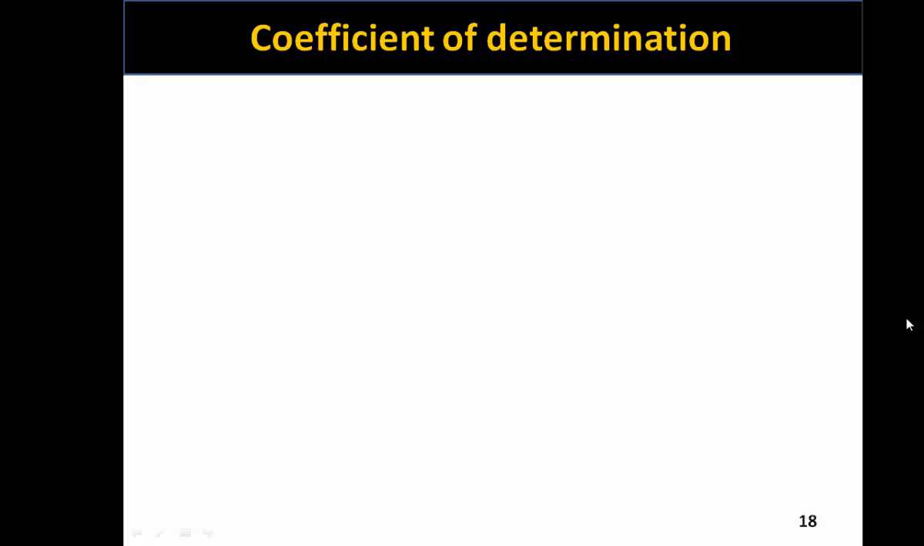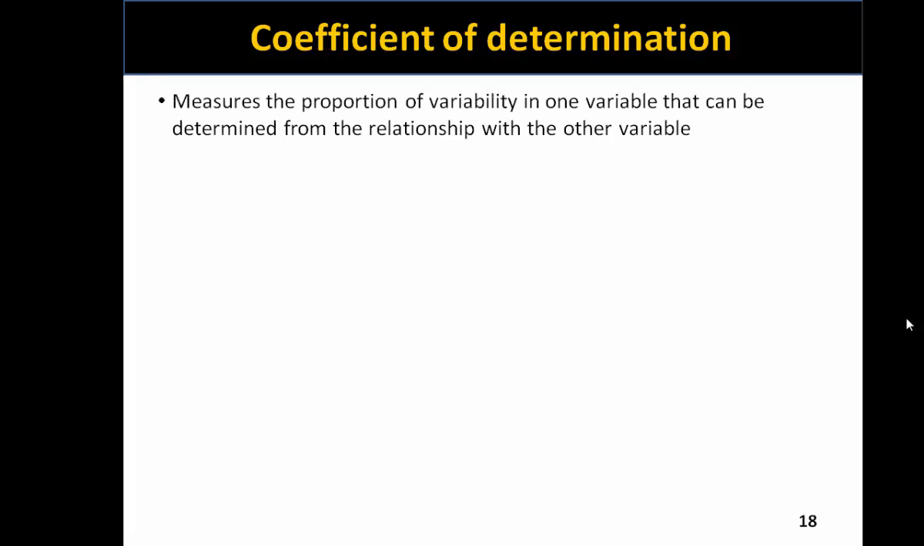In this lecture, we're going to extend our discussion of correlation into something referred to as the coefficient of determination. This approach will take a more predictive approach in examining the relationship between two variables. Specifically, the coefficient of determination is part of the process in which we wish to measure the proportion of the variability of one variable that's determined from the relationship with the other variable.